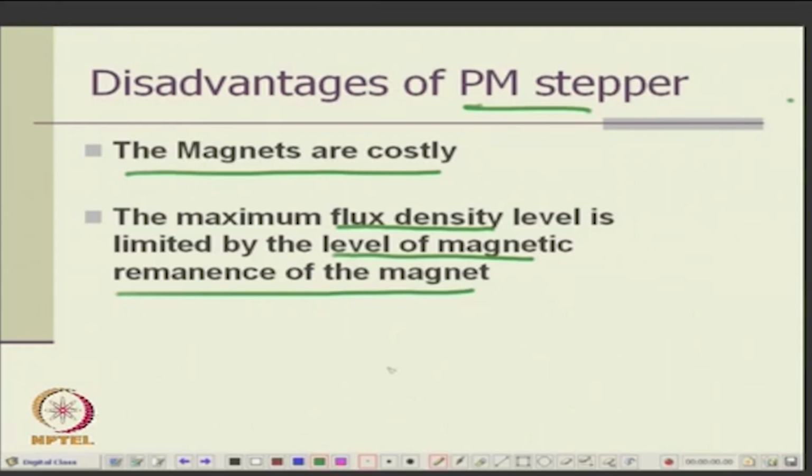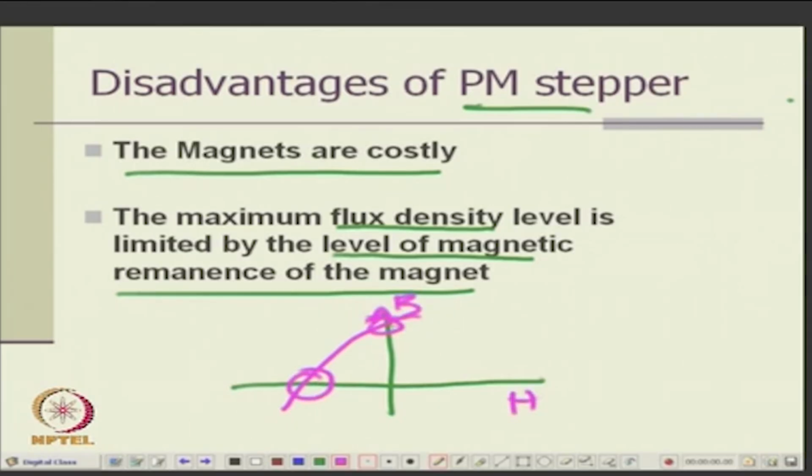I hope you know, in a BH curve your permanent magnet operates here, okay, this is B, H, right. Now, how much it can, these are critical, this is the maximum B and this is the maximum H minus, right. So, remnant flux is decided. So, that is what limits the operation of the PM machines.